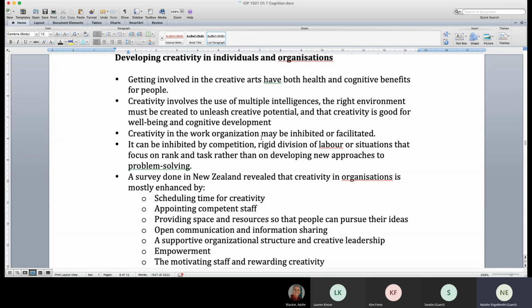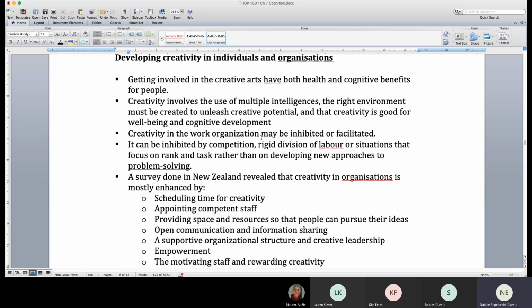Creativity in the work organization may be inhibited or facilitated. This is very true. In some organizations, they would actually say to you, you are not paid to think, you are paid to do what I tell you to do.